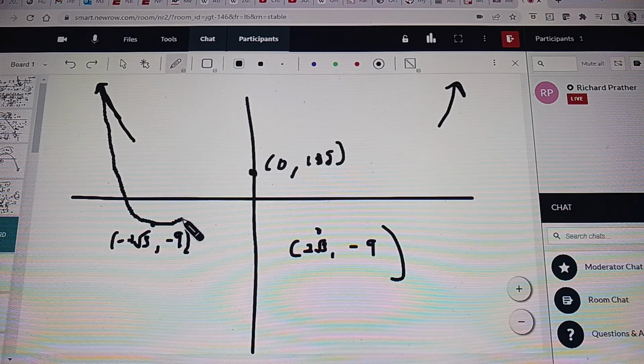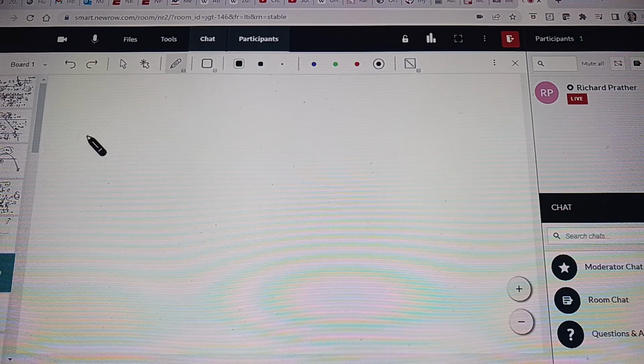But somewhere between here and there, it's going to switch from concave up to concave down. That's going to be an inflection point. So we can only tell that from the second derivative. So we need to do the second derivative and get when does it equal 0.